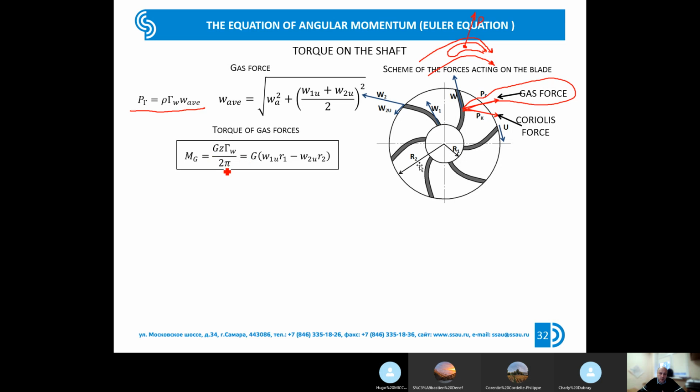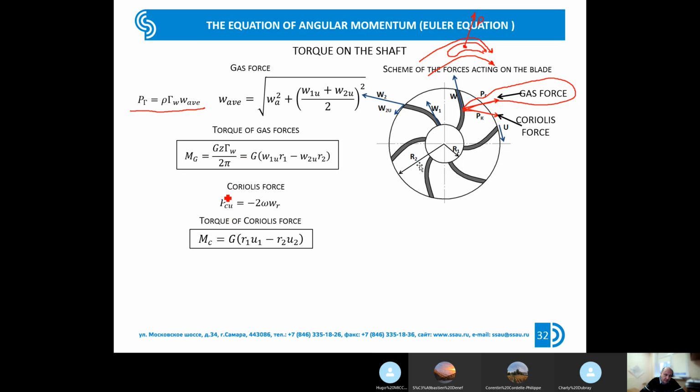You see the equation can be simplified and has a shape very close to the equation which we received on the previous slide. But there is only one difference: here we use relative velocity. W is the relative velocity, and we are using relative velocity, while in the previous equation we used absolute velocity. And the same for the Coriolis force.